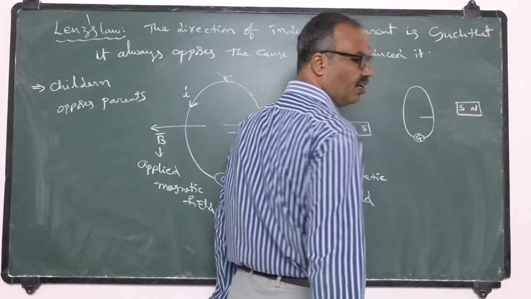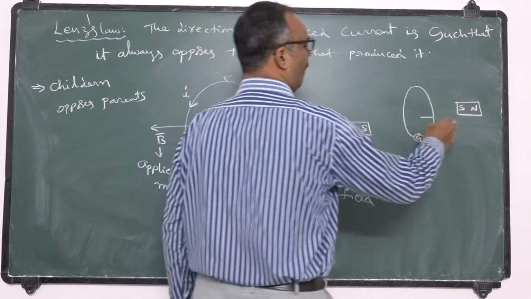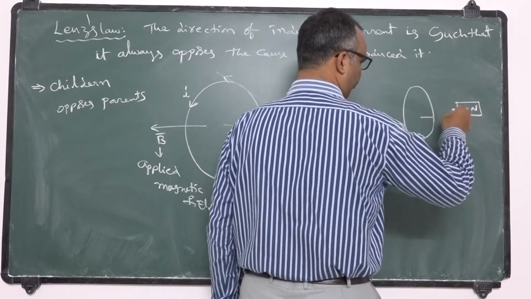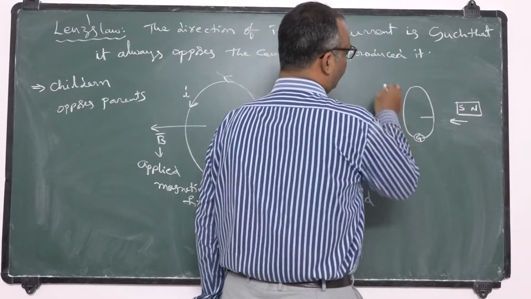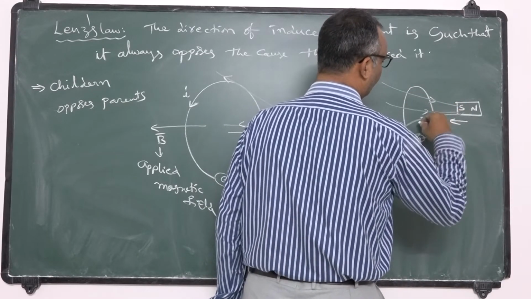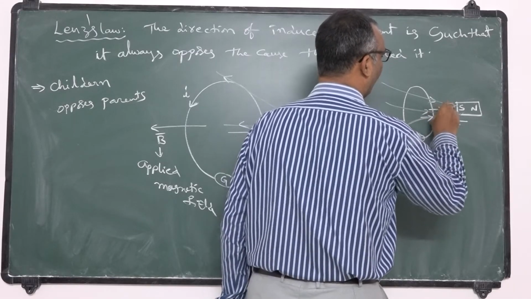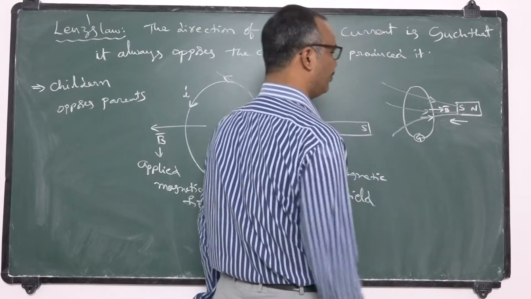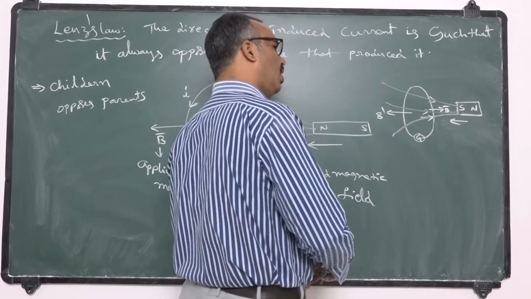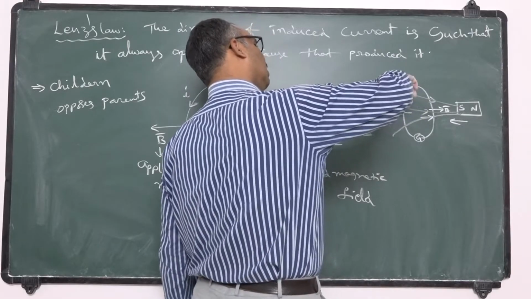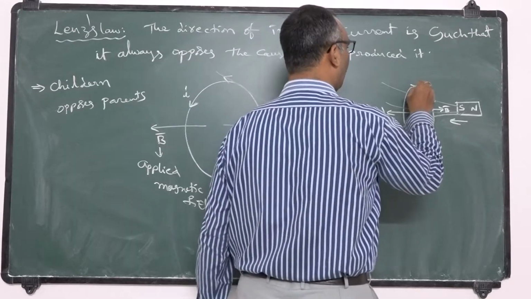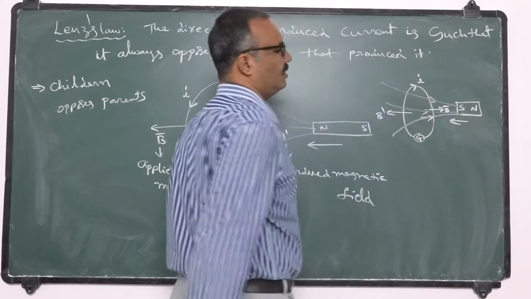South pole instead of north pole towards the coil. So the lines of force always go from north to south. So some lines of force are going into the south. So this is the direction of applied field. So it has to develop an induced field in the opposite direction. In order to have the field in this direction, the current should go like this. Induced current should go like this.